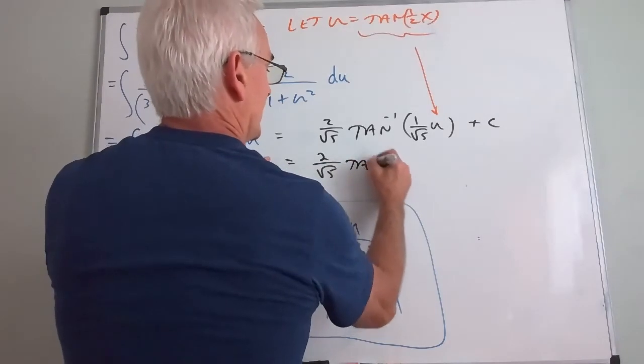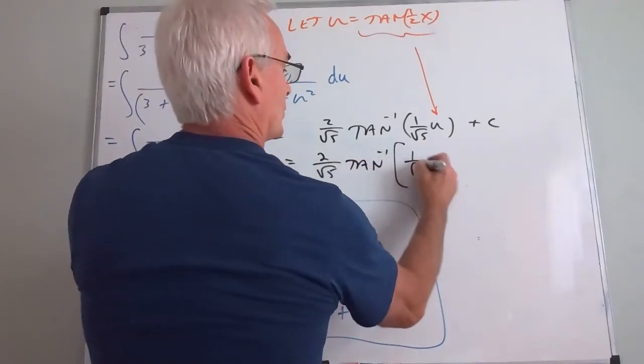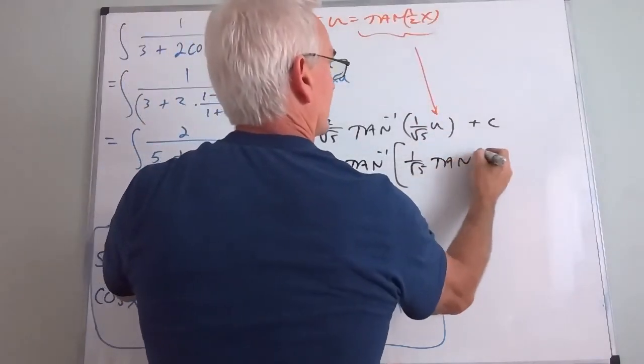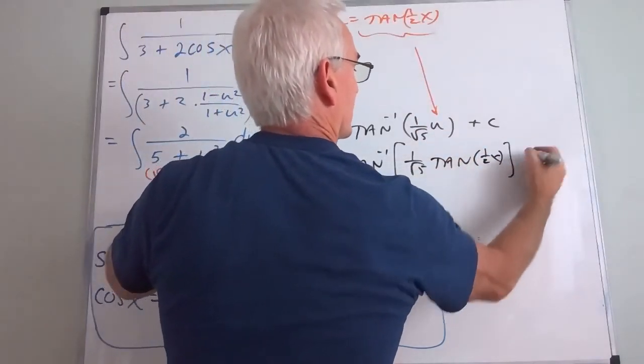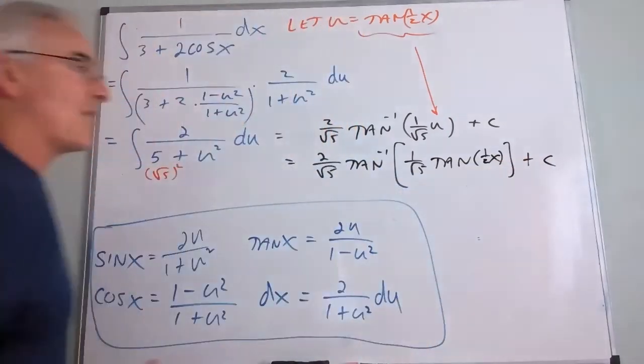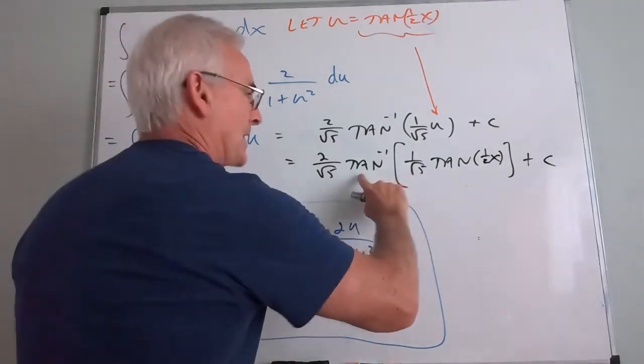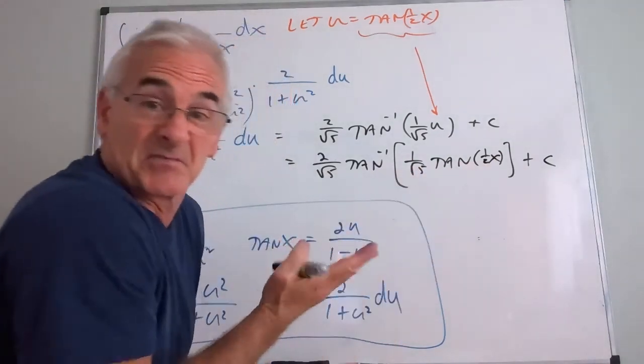So my answer is going to be inverse tan of 1/√5 times what? Times this. Everything I said is true and correct, but remember what I said about it: it is an awful looking answer, but this is pretty common.